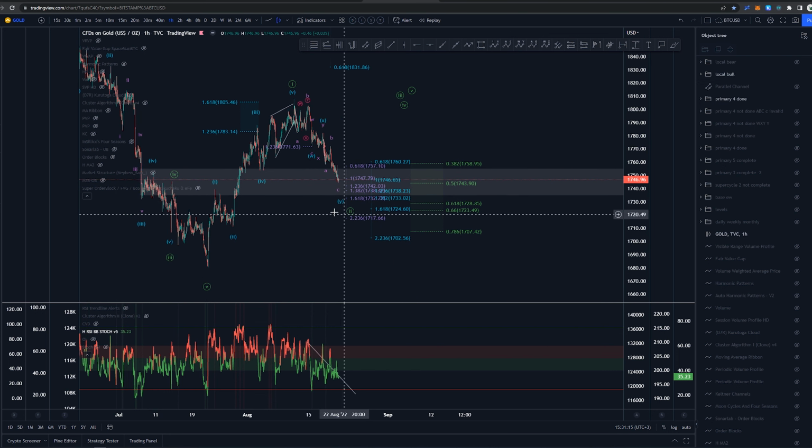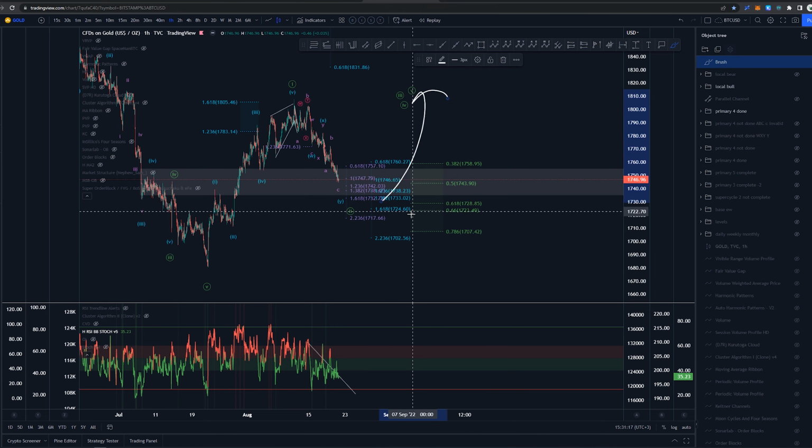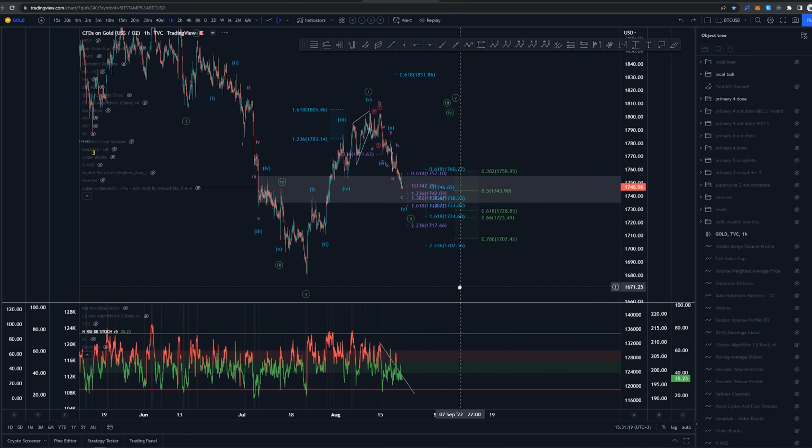I'm still looking for downwards movements, but on higher time frame, I'm definitely looking higher on both gold and silver. But that is pretty much everything I wanted to share.